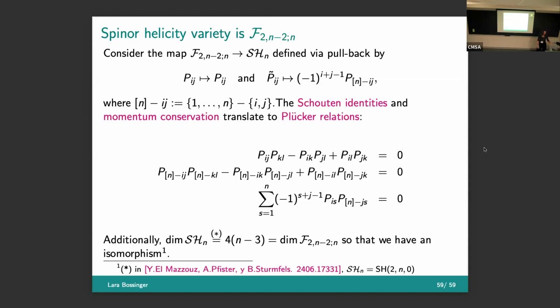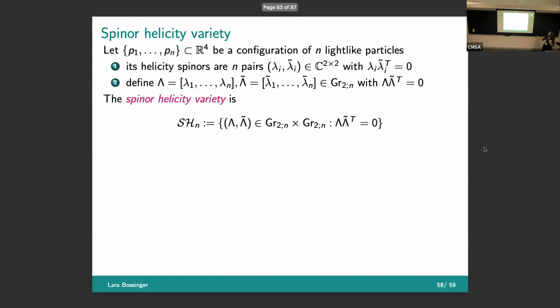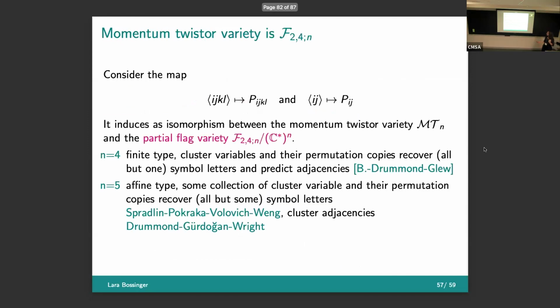Just a comment. Geometrically, momentum conservation is telling us that lambda is included in lambda tilde perp, where lambda tilde perp is the plane perpendicular to lambda tilde. So the flag that you're considering is lambda together with lambda tilde perp, like the pairs of planes, and that gives you the spinor helicity variety. Yes, and the Plückers that you're defining are the Plückers of the perp. Yes. Great. Absolutely. Thank you.